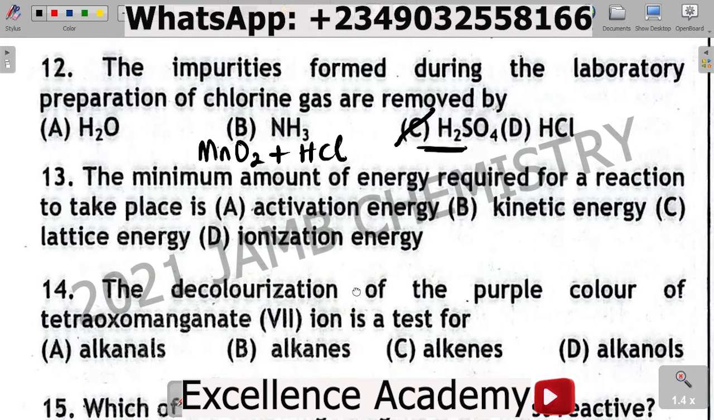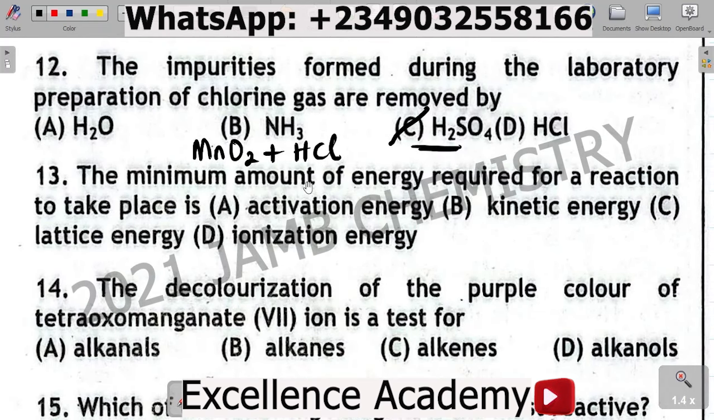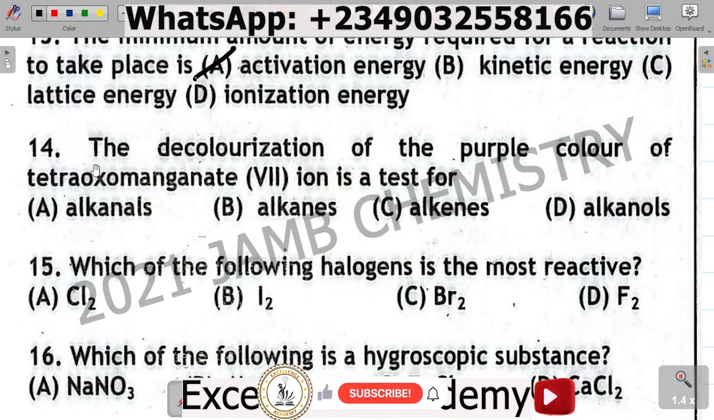Next up, question 13. 13 says the minimum amount of energy required for a reaction to take place is, we've answered this in our previous video. The option A says activation energy, B says kinetic energy, C says lattice energy, D says ionization energy. The correct answer to this question there is A, activation energy. All right, the activation energy is the minimum amount of energy required for a reaction to take place. That's your correct answer.